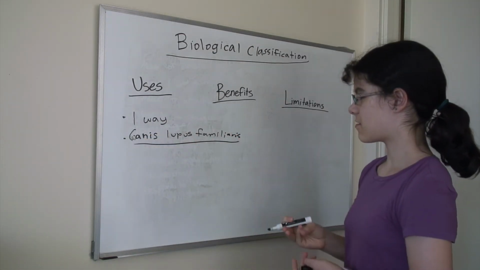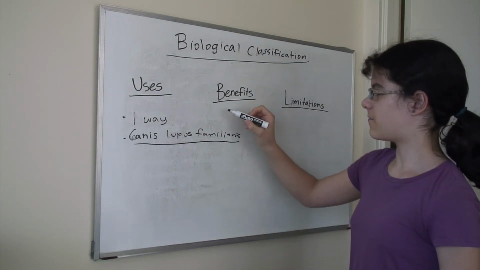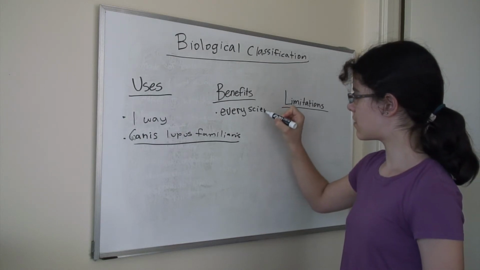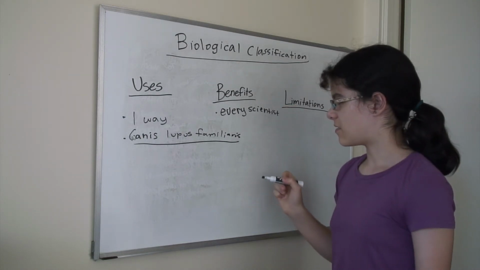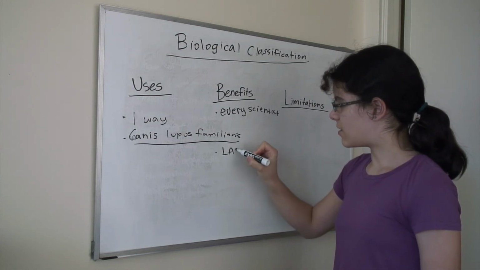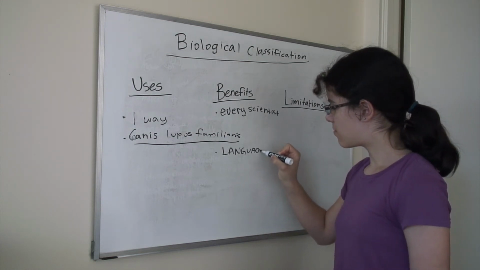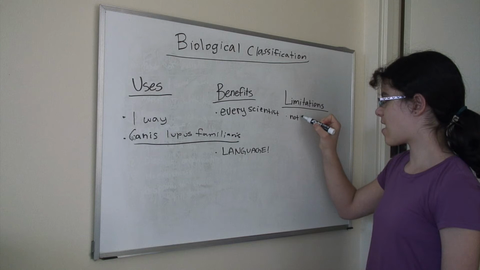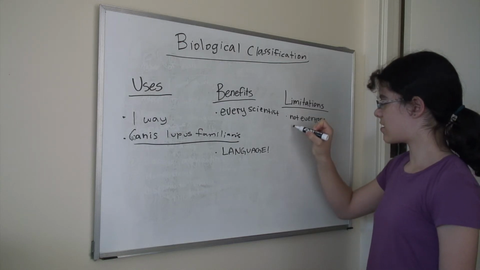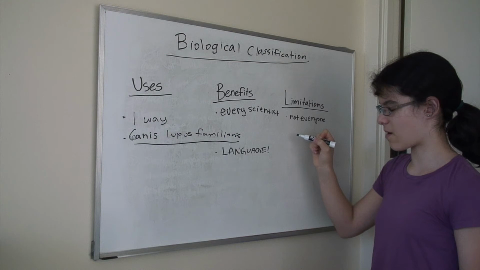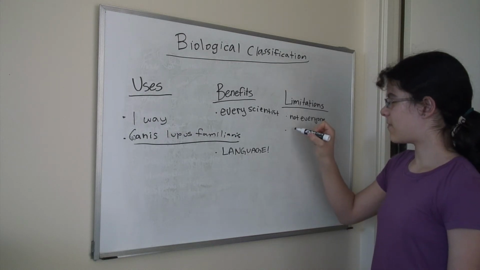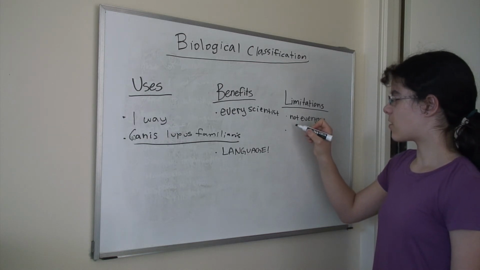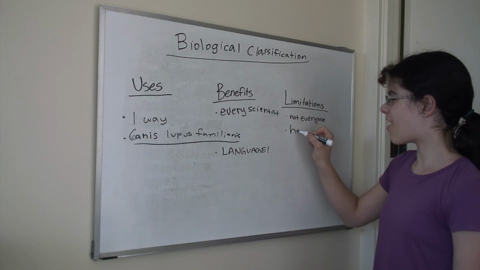There are benefits for biological classification. First of all, every scientist knows what you're telling them, no matter what language it is in. However, there are limitations. The first one is not everyone will know what you're talking about, unless you teach them. And there are lots and lots of different types of organisms, and remembering them all can be hard.